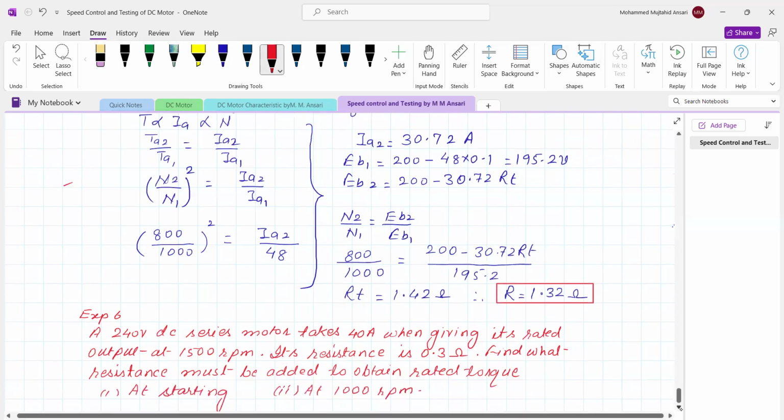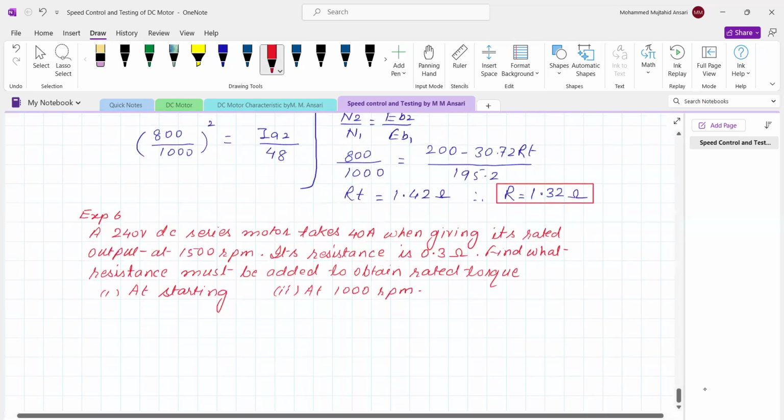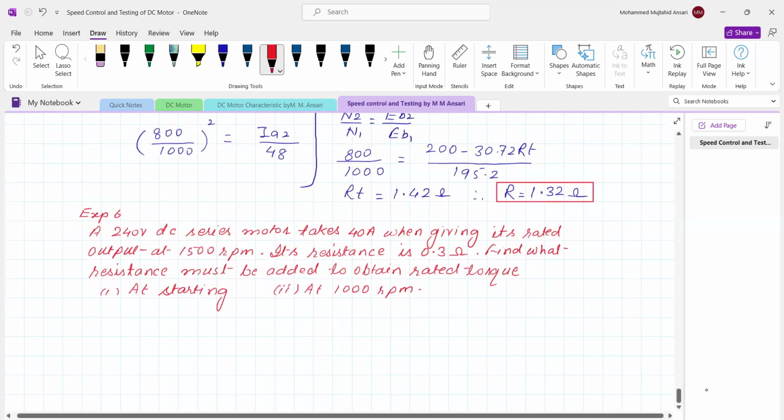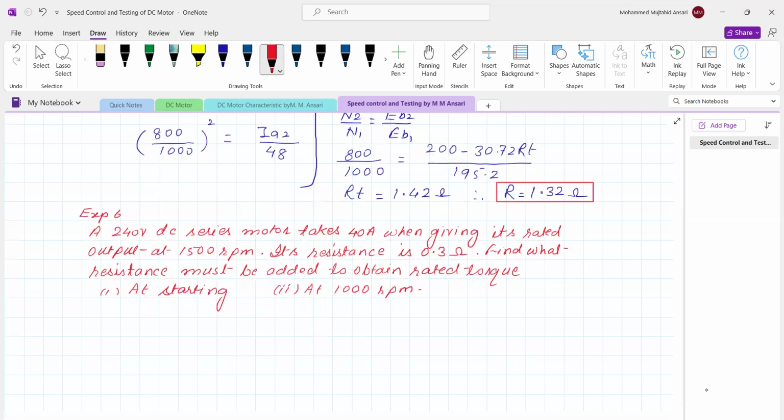Now the next example is a 240 volt DC series motor that takes 40 ampere. It is a series motor giving its rated output at 1500 rpm. Its resistance is 0.3 ohm. Find what resistance must be added to obtain the rated torque at starting and at 1000 rpm, when the speed decreases to 1000 rpm and at the time of starting.